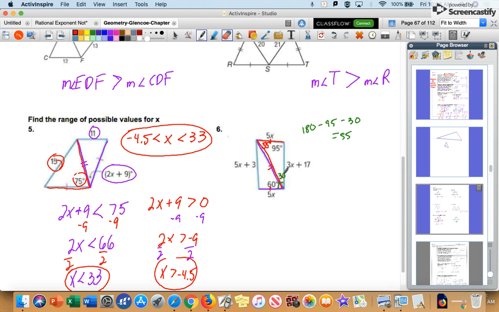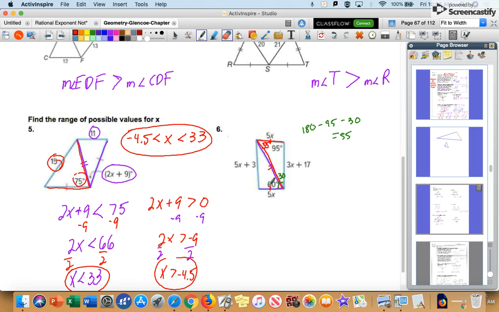The hinge is not the 30. The hinge is not the 95. Again, the reason I know that is based on what's the included angle between the two congruent parts here. It's this angle, and then 60 is the angle between the two congruent parts down here.